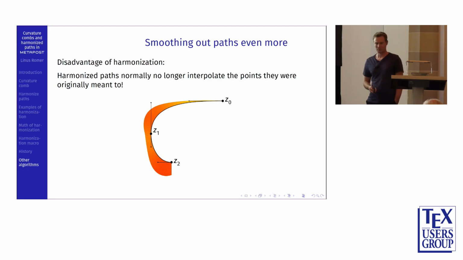And still, of course, it has some disadvantages. One disadvantage is that the harmonized paths no longer interpolate the points they were originally meant to. So here, the original point Z1 is not passed anymore.